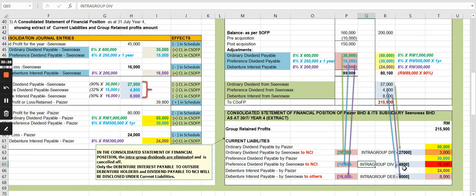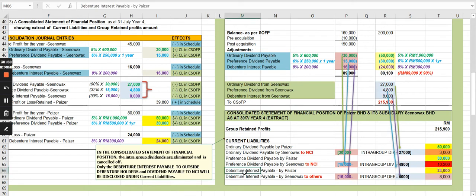But you must go and reduce with the intra-group preference dividend of 4,000, the one that has been credited to the retained profit of the parent company. However, these are income from subsidiary. It shouldn't be reported in the consolidated financial statement. So what you will report is not 15,000, but 15,000 minus 4,800, which is 10,200.